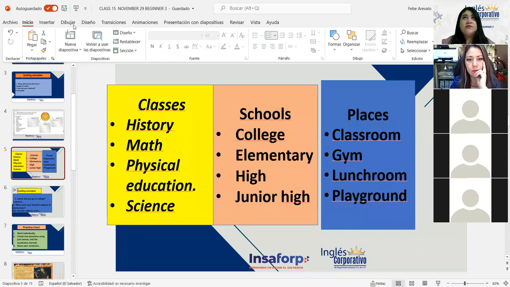Por ejemplo, si ustedes quieren preguntar, ¿matemáticas era tu materia favorita? All right? Entonces pueden decir, was math your favorite subject? Y así pueden ir tomando el vocabulary para crear only two questions and two answers. If you need help, you let me know.